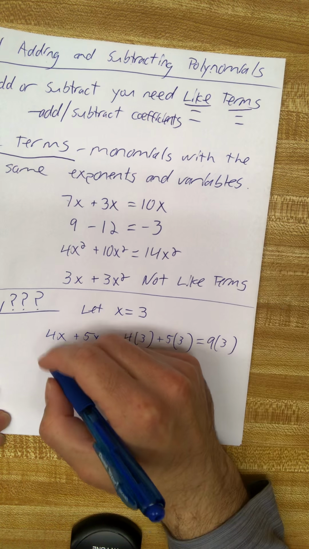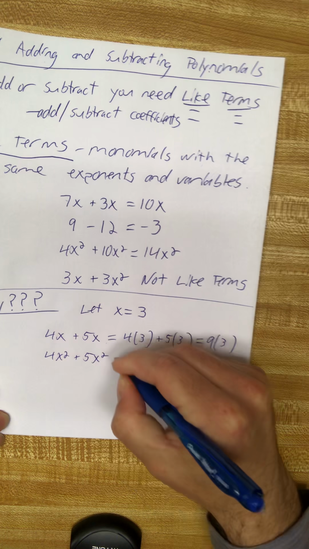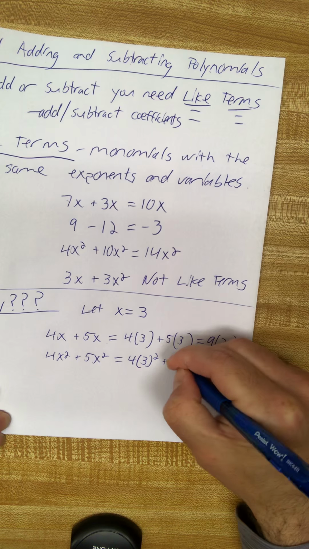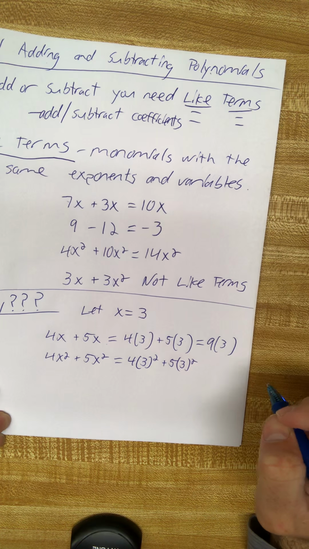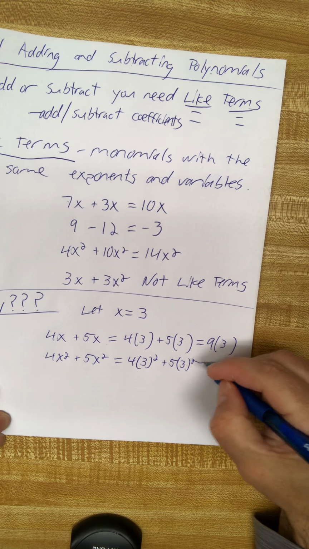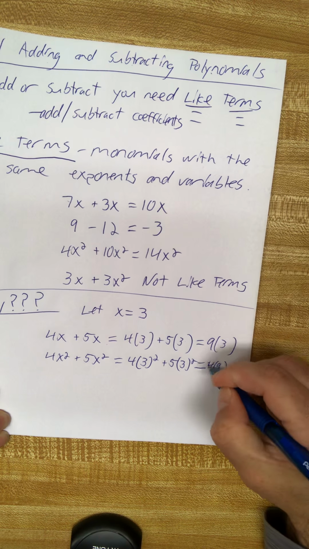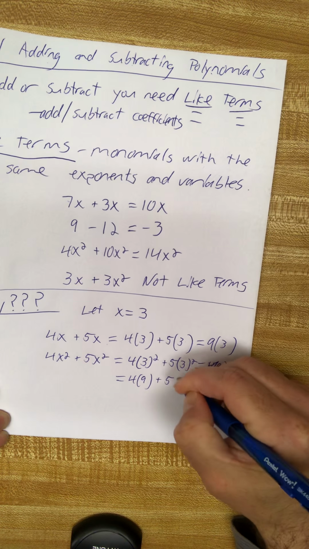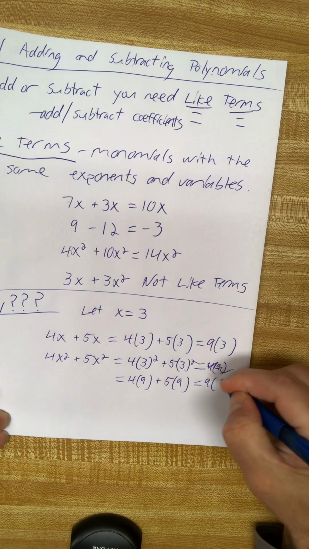Let's up this to 4x squared plus 5x squared. So I have 4 times 3 squared plus 5 times 3 squared. 3 squared is 9, so I have four 9's plus five 9's, which gives me a total of nine 9's.